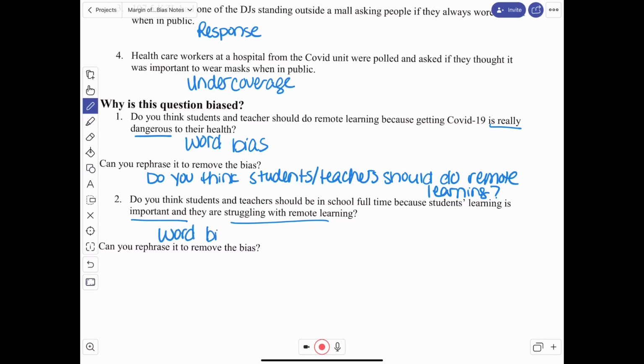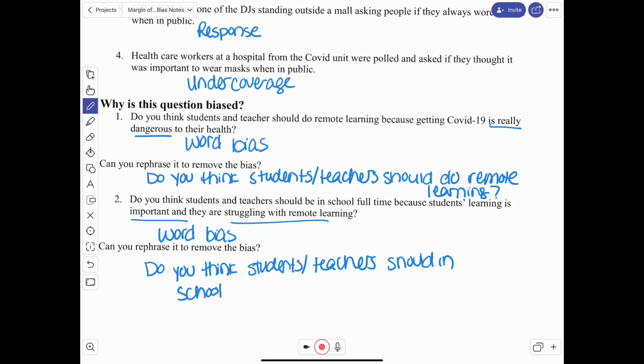So it's word bias. And can we rephrase it? And so we would just say, we're going to keep it plain and simple. Do you think students and teachers should be in school full-time? And we just want to leave out any words that try to sway people one way or the other, to leave out that bias.